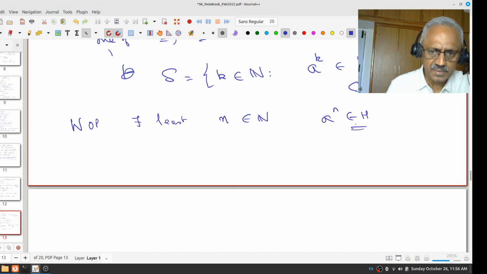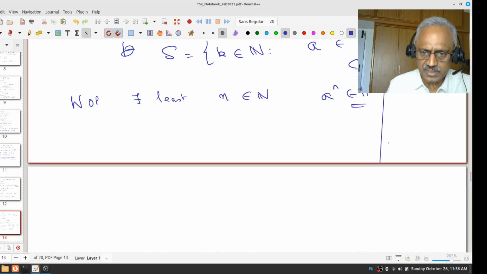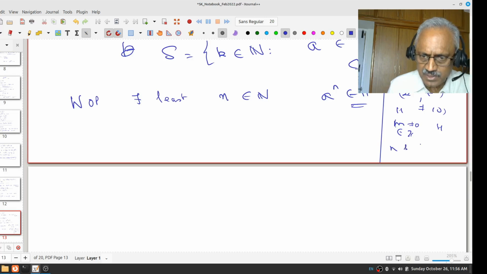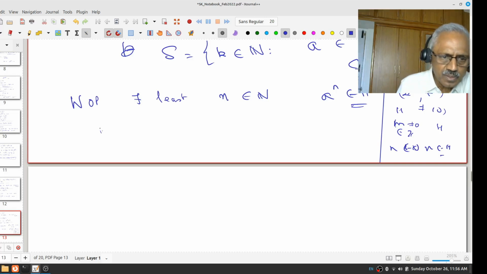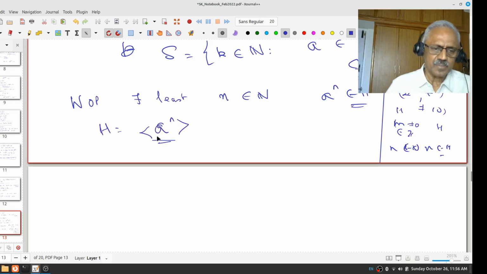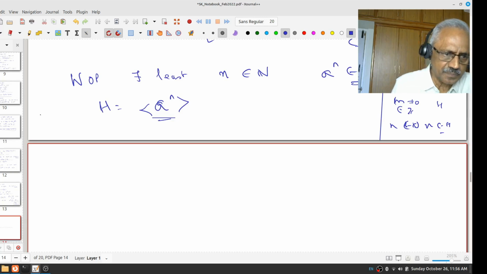Is that clear? Please compare this with exactly the same thing. Z under addition, H is non-zero, therefore there exists a non-zero integer m which is in H, therefore I can assume m is positive, right? And let n be the least positive integer such that a to the power n belongs to H. What do we want to prove? We want to prove that H is the cyclic group generated by a to the power n. This is what we want to claim.